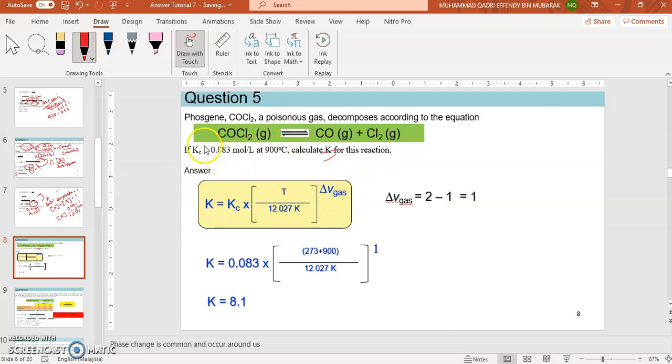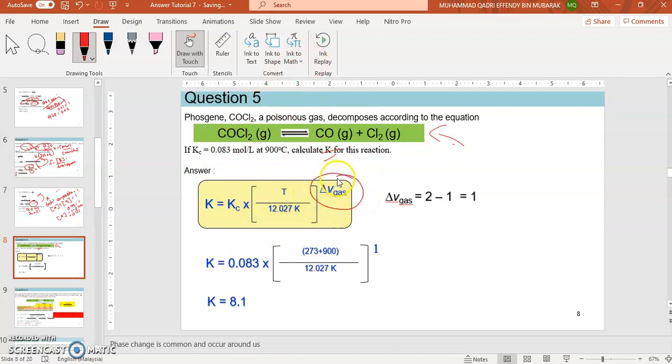First things first, we need to make sure our chemical equation is balanced. As we see in this chemical equation, it is already balanced. So 1 mole of COCl2 produces CO plus Cl2. Both the reactant and the products can reach equilibrium.